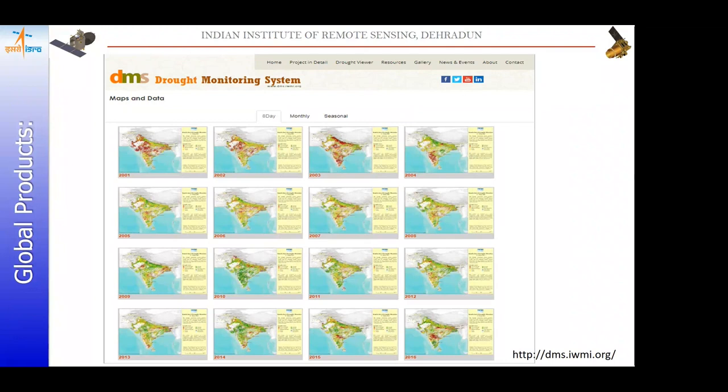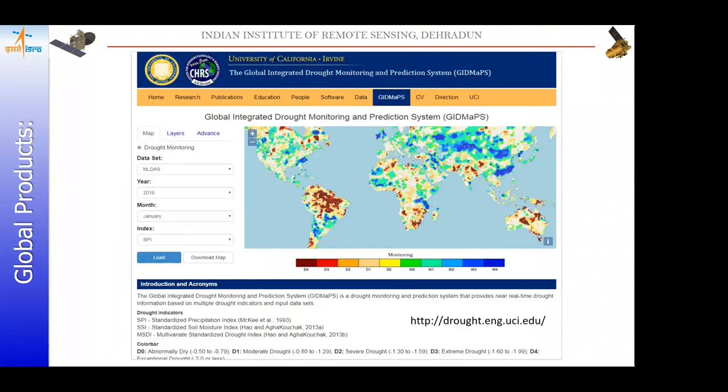You can directly visualize the data sets. They also scale and categorize the data sets with the entire range of the data. So you can easily see the 8-day, monthly, and seasonal data sets, as well as download the data sets in map form, just to analyze for your specific area.